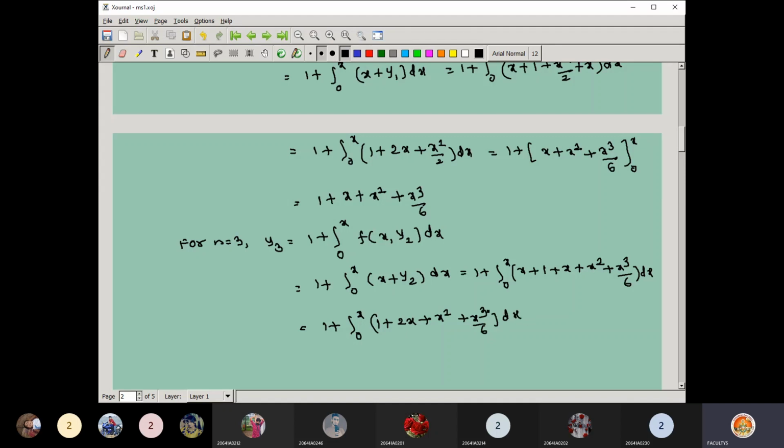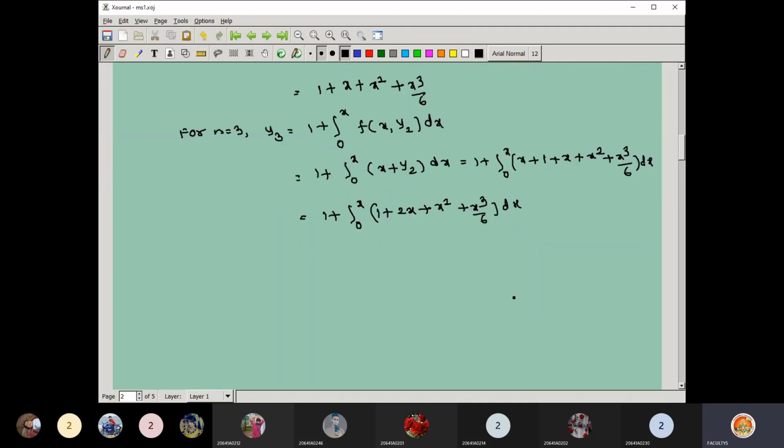Now you do the integration with respect to x. After taking the integration only, you substitute the limits. 1 plus, the integral of 1 is x, 2x integrates to x square, and on cancellation it becomes x cube by 3. And x square integrates to x to the power of 4 by 4 into 6, which is 24. The limits here are 0 to x.